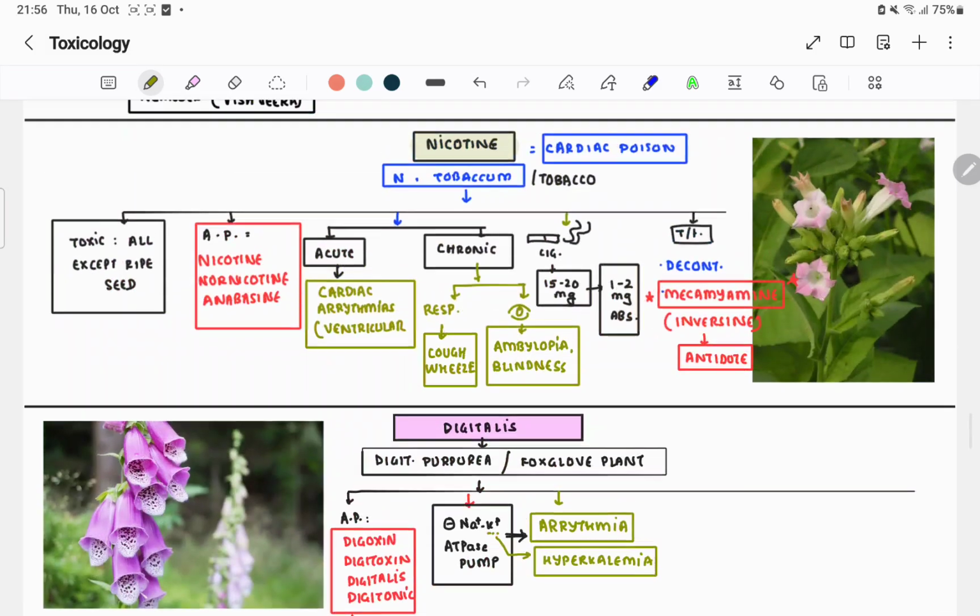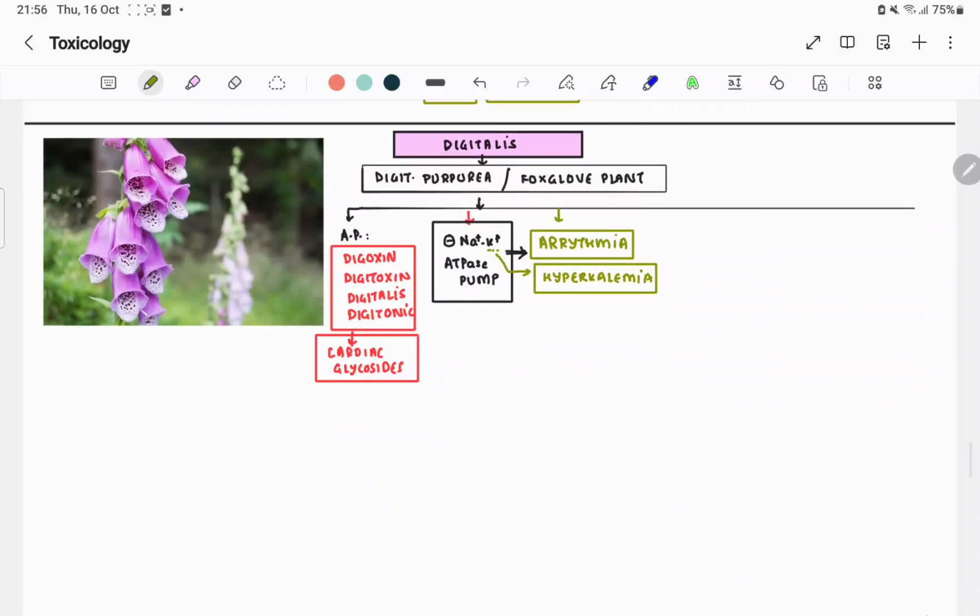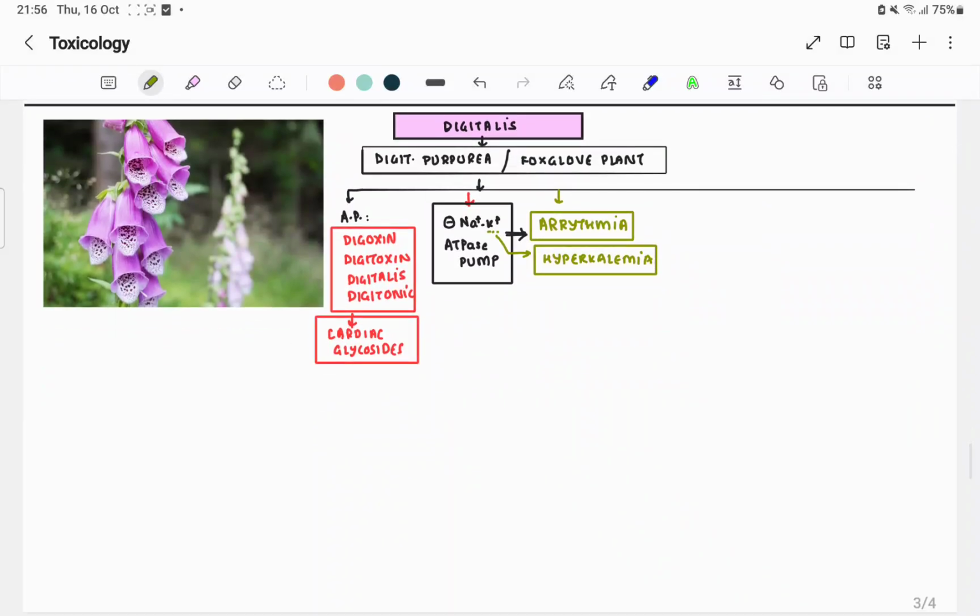So digoxin is not an anti-arrhythmic drug, but a cardiac inotropic drug, but it itself poses the risk of causing these arrhythmias. You can just keep this in mind, and whenever you are reading, you can integrate it with pharmacology. It's not much important.